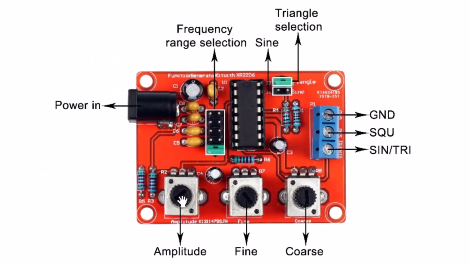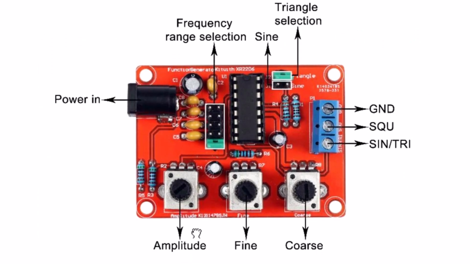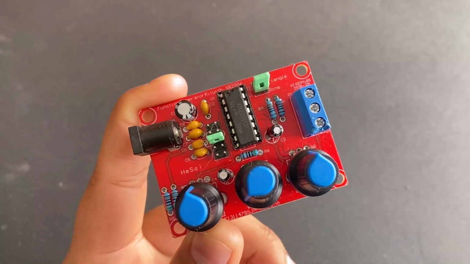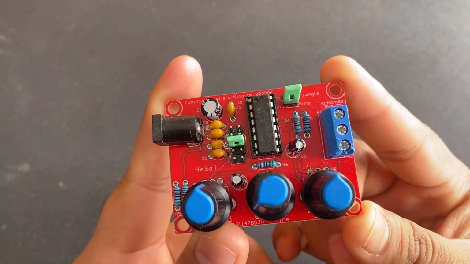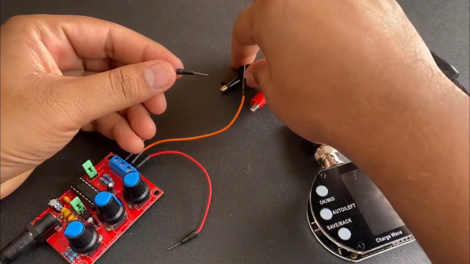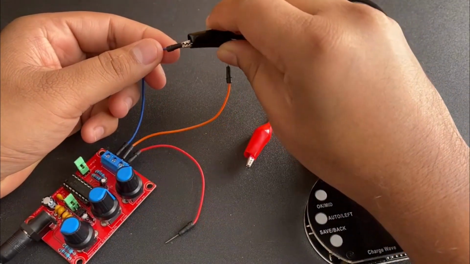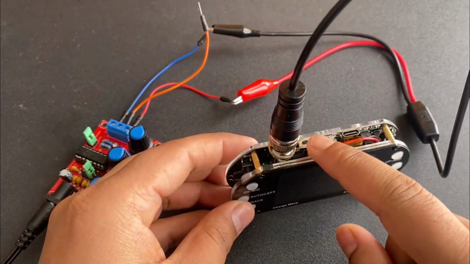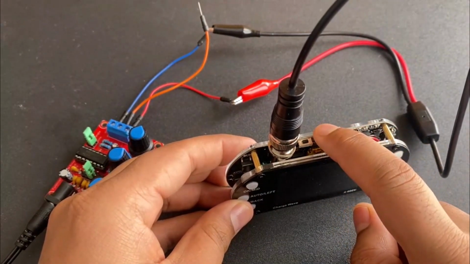We also have 3 potentiometers here. The first one is for amplitude tuning, the second one is for fine adjustment, and the third one is for coarse adjustment. We will check this in detail. To power the function generator, supply a 9 to 12 volt DC source. For the oscilloscope part, just slide the switch so that it can be powered.